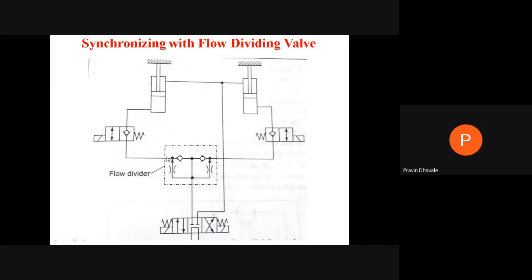Right? So this fluid is now passing. Now here, which type of valve? Again this will be a direction control valve. Which type of this valve?